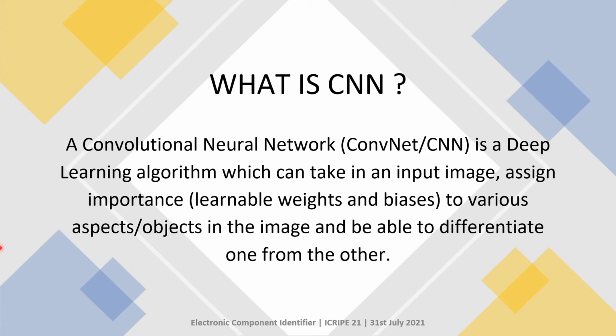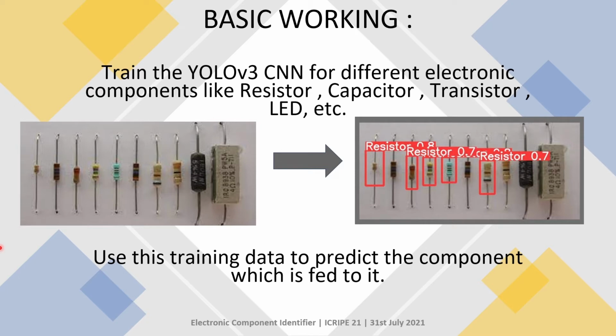Now, let's see a basic example. Here, the working of the project goes as follows: we have inputted the image on the left. As you can see, this image was inputted in the convolutional neural network YOLO v3, and as output, we got this image as a result, wherein you can see it states that this particular object is a resistor, with various values. These values are probability values.